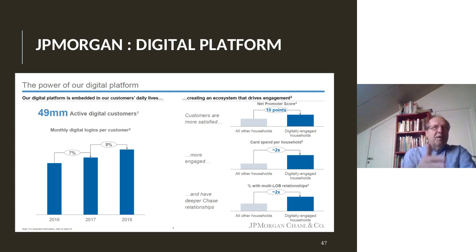Sorry, you saw in the video the branch was a no-staff branch. J.P. Morgan continued to have 4,500 branches in the U.S. and they do not intend to reduce much from that number. They lowered the number from 7,000 to 4,500.